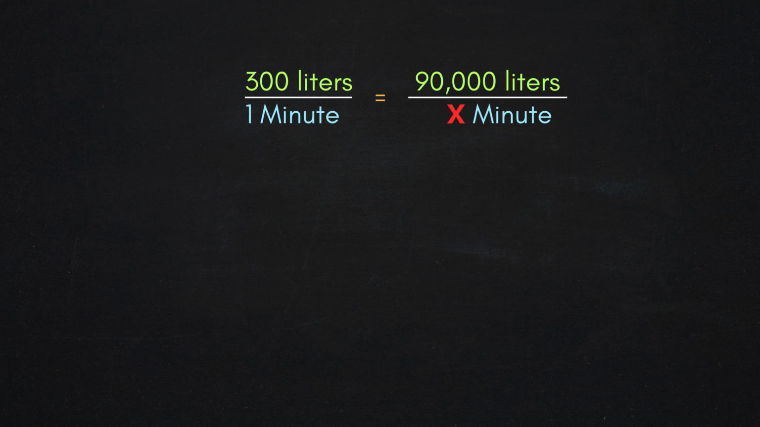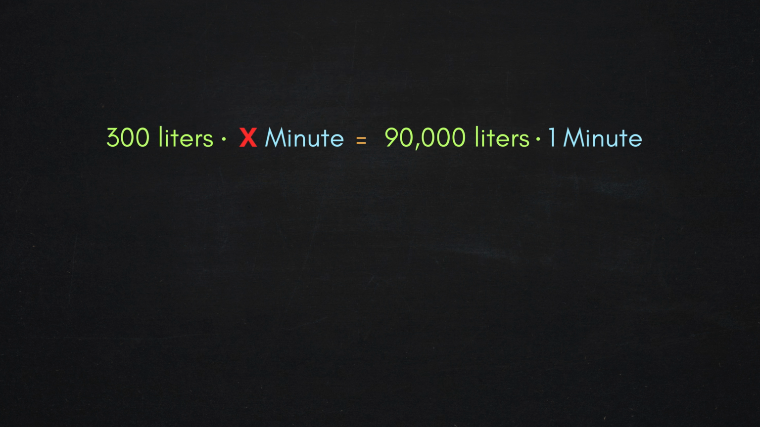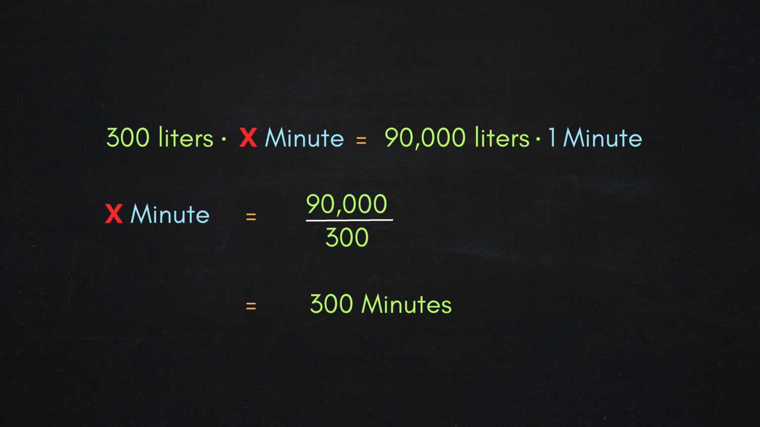Let's solve for x. To do that, we can use the method of cross multiplying. This is how it works. We multiply the terms diagonally across. We get 300 multiplied by x and 90,000 multiplied by 1. This gives us x equals 90,000 divided by 300, which gives us 300 minutes.